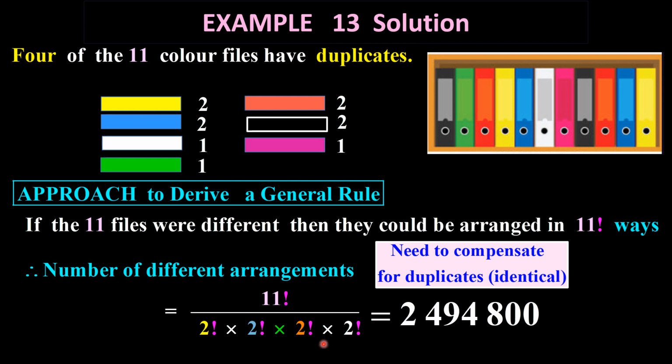So let's just see what we've done there. 11, so it would be 11 factorial. We have to compensate for the duplicates. There are 2 yellows, so I have to divide everything by 2 factorial, and then I times it by 2 factorial for the blue, and times by 2 factorial, and times. They're all in the denominator. Now let's formulate a general rule for arrangement of objects where some of the objects are identical.